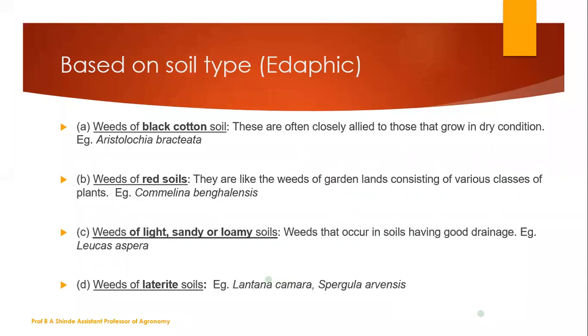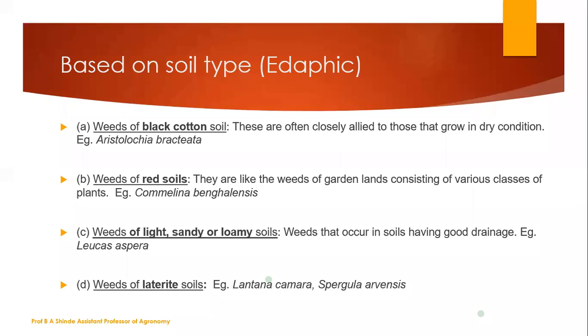Then another classification is based on soil types, or edaphic origins. You know about the soil types in our India. These are divided into a number of types, like the black cotton soil, the red soils, the sandy soils, and lateritic soils. The first is the black cotton soils. The weeds here are often closely allied to those that grow in dry conditions. Generally in Maharashtra, a large percentage of the area is cultivated under black cotton soil. Weeds like Aristolochia bracteata are found there.